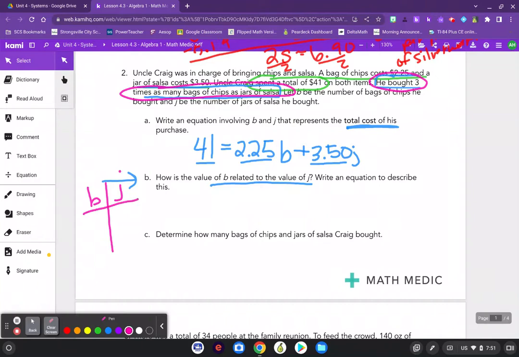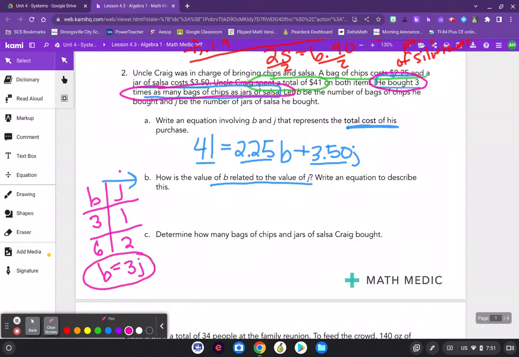So he bought 3 times as many bags of chips as jars of salsa. So let's say if I buy 1 jar of salsa, he bought 3 times as many bags of chips. So 3 bags of chips. And if he buys 2 jars of salsa, 3 times as many would be 6. So what he's doing is taking 3 times his J number in order to get his chip number. And so this is how I can write that equation.